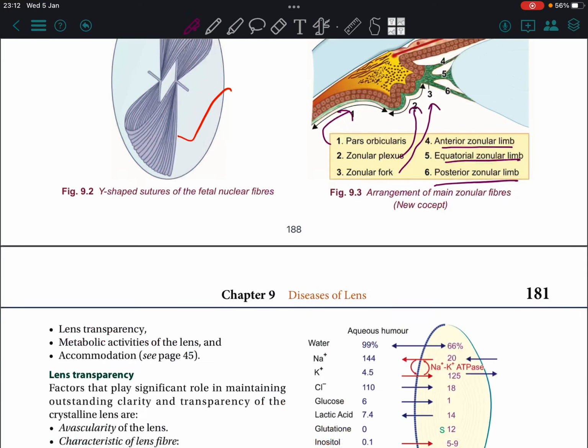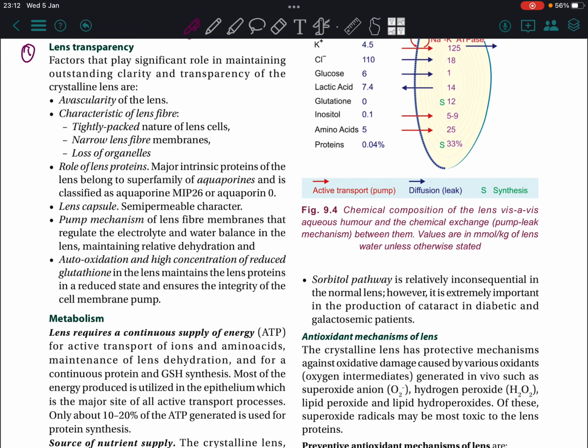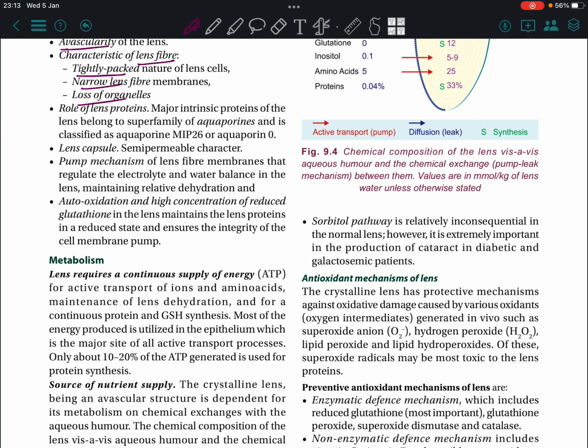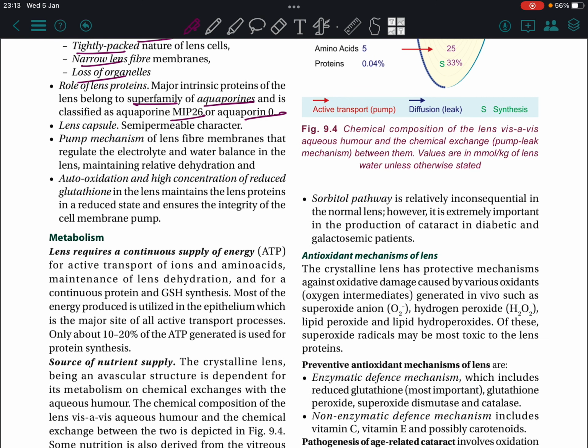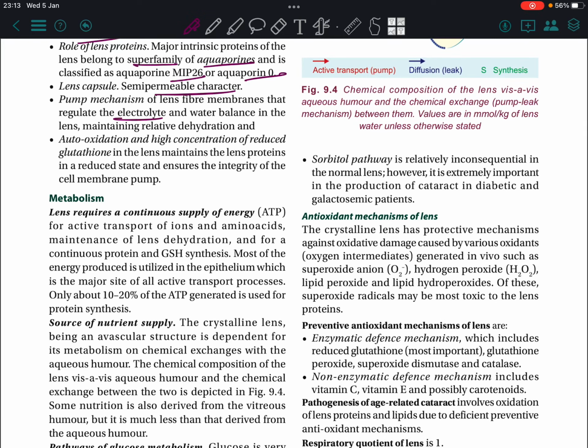Then applied physiology and biochemistry. Lens transparency, metabolic activities of lens, and accommodation. Lens transparency. Factors that play a significant role in maintaining outstanding clarity and transparency of crystalline lens are avascularity, characteristics of lens fiber, tightly packed narrow lens, loss of organelles, role of lens proteins. Major intrinsic protein of lens belongs to superfamily aquaporins and is classified as aquaporin MIP26 or aquaporin 0. Lens capsule's semi-permeable character, pump mechanism of lens fiber membranes that regulate the electrolyte and water balance in the lens, maintaining relative dehydration.